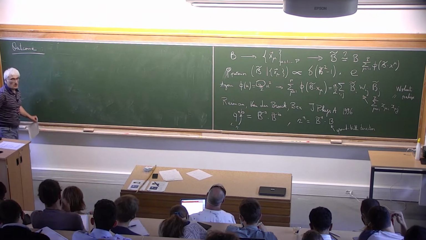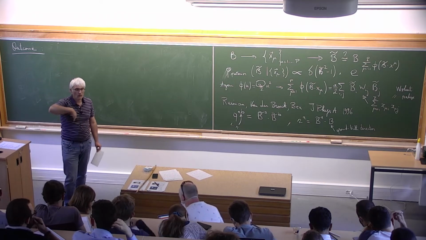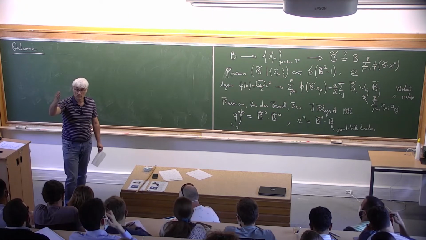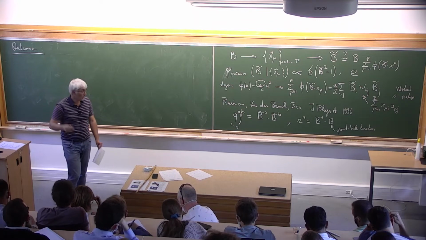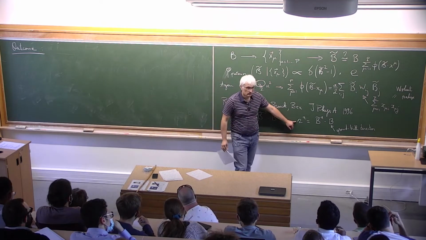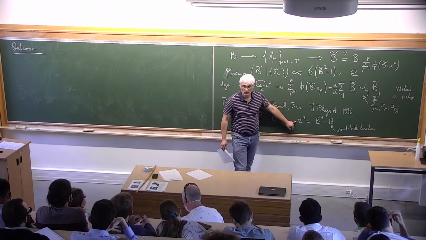Okay, so the outcome is a learning curve. What you would like to know is how fast, or first, are you going to learn the true ground truth direction when you accumulate more and more data? And one way to see that is to look at this overlap here, and see how it grows with P, which is the number of data points.